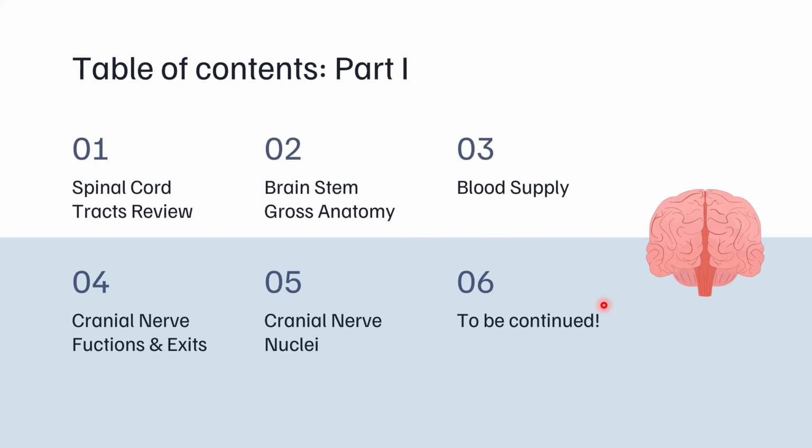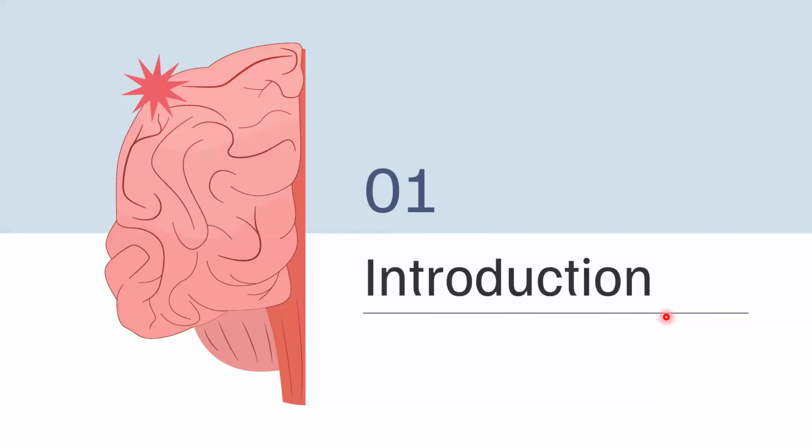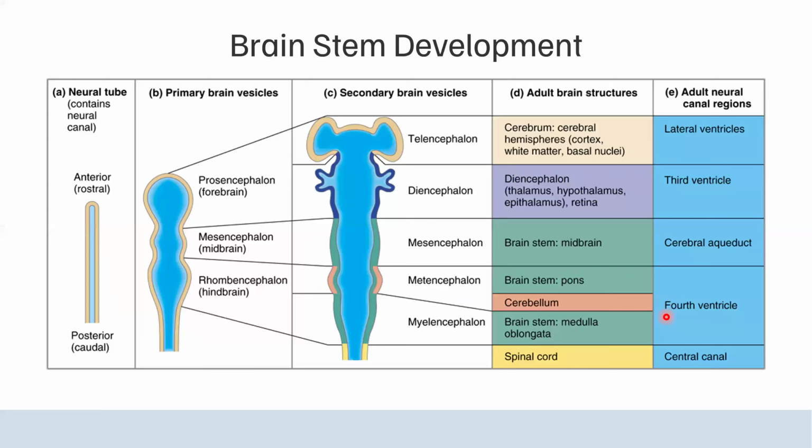Okay, so as I said, we would be going over a very brief review of the spinal cord tract. Then we'll be going over the gross anatomy of the brainstem, its blood supply, the cranial nerves functions and their exits and their nuclei. And then for the next part, we'll be going over the cross sections as well as the actual lesions. So stay tuned for that. Now, first of all, let's start by going over a very brief overview of what the brainstem actually is, i.e. the things they usually assume for you to just know automatically.